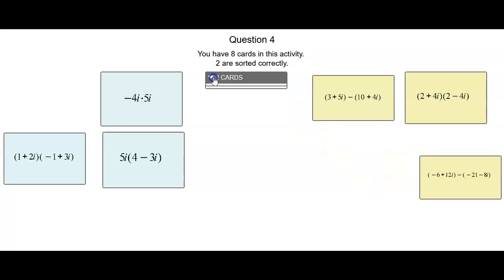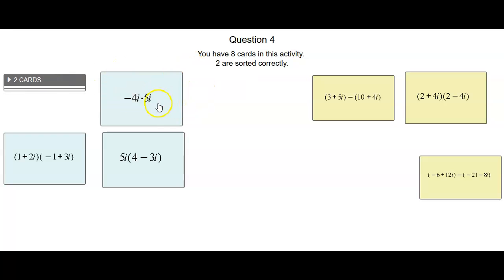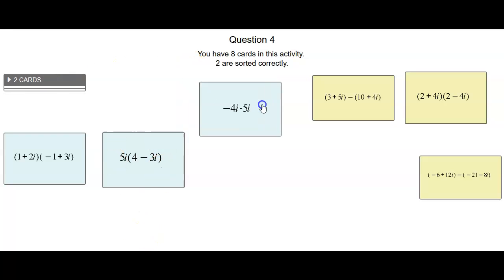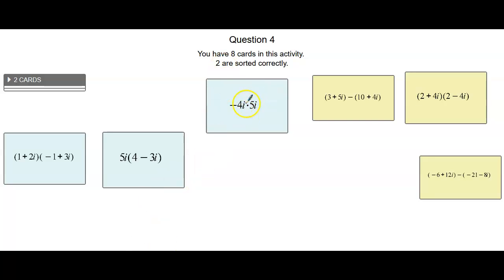and I can tell that they're sorted correctly because it says that the two cards that I have sorted are sorted correctly. So I'll pull over this next one here, and we can see -4i times 5i. So i times i, that's i squared, which is the same thing as -1. So basically we can change that sign there. So 4 times 5 is 20. So this is going to end up being equal to 20.